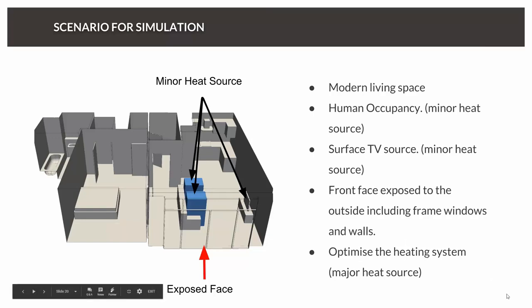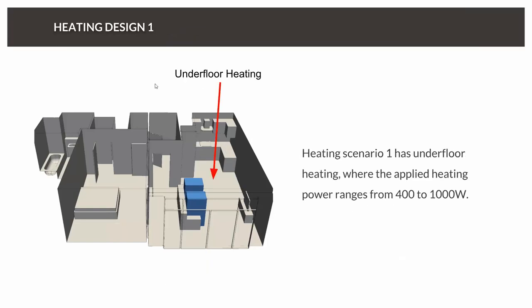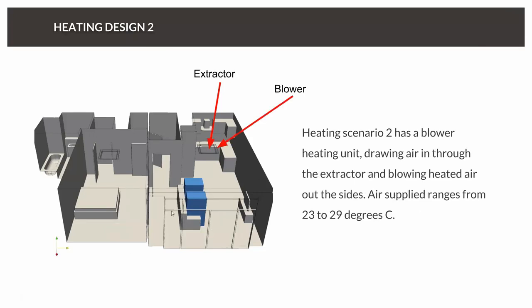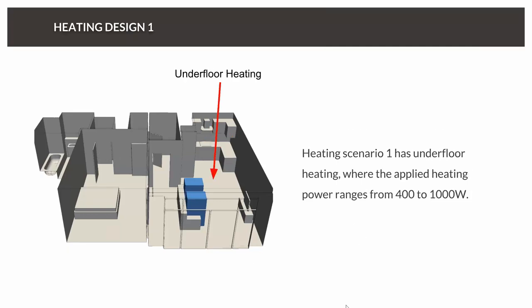And now we want to optimize the way we bring the heat into the system to make sure the thermal comfort is as good as possible, and on the other side, the energy consumption is as low as possible. And therefore, we have two different scenarios we will consider. The first scenario is using underfloor heating, which is applying the heat directly to the full floor of the building. And option two is using a forced or mechanical ventilation scenario, where we have a blower heating unit, which is drawing the air into the extractor and blowing the heated air out the sides. And here we can change the temperature of the air supplied. In contrast to that, the optimization variable for design scenario one is the power range applied to the floor.